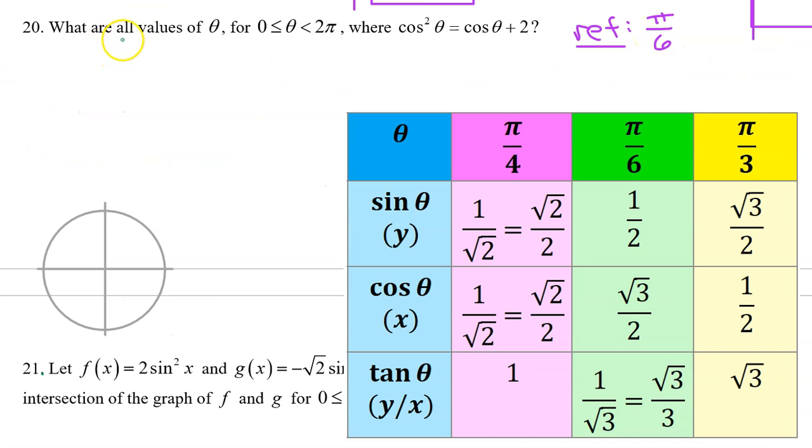Number 20. What are all values of theta on the interval from 0 to 2 pi where cosine squared theta is equal to cosine theta plus 2? We begin by getting 0 on one side. So subtracting cosine theta and 2 from both sides, we get cosine squared theta minus cosine theta minus 2 is equal to 0. This is probably factorable.